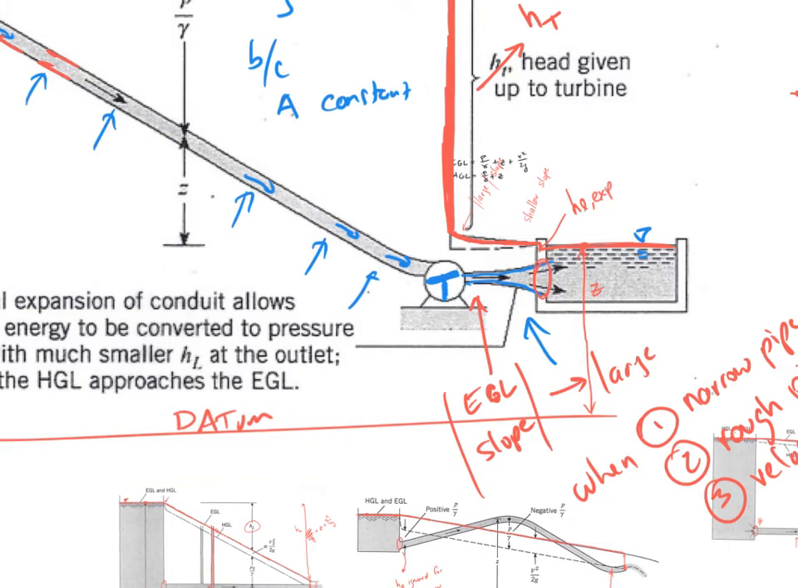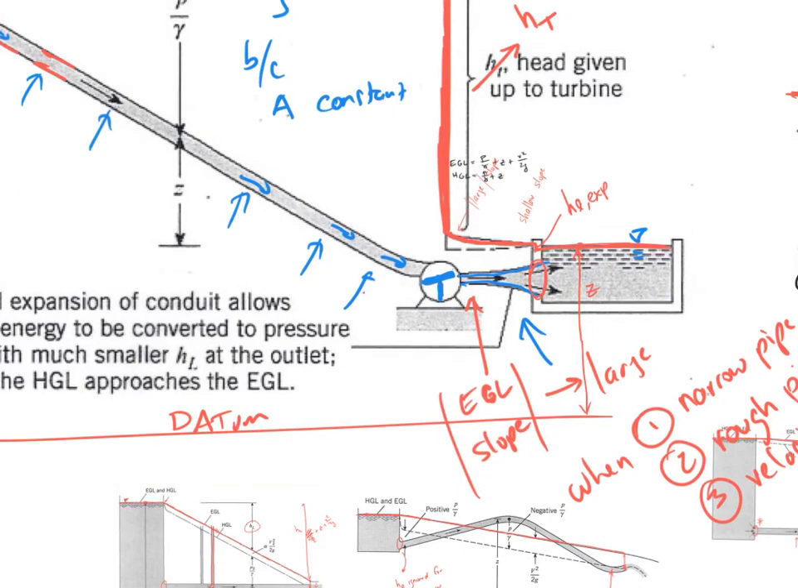All right, so what we note here is that the v squared on 2g over here, note v squared on 2g right here is going to be a lot higher than it is right here. Okay, now why is that? Why is the velocity higher next to the turbine? Well, because the cross-sectional area is smaller.